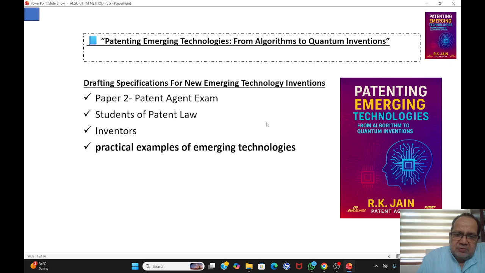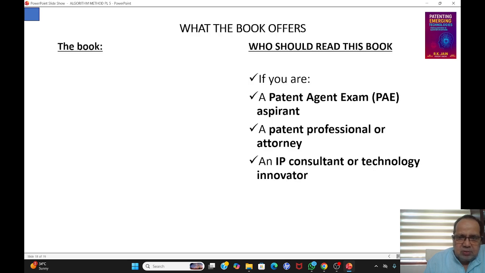So when you are going to draft specifications, it becomes very important how you describe these new era technologies, the do's and don'ts which must be taken care of, the pitfalls, the red flags which an examiner would look for when he is examining the new age technologies. These are very important both for the patent agent exam aspirants as well as the new inventors who are wanting to get the grant for their inventions. A lot of practical examples of such technologies have been taken in this book.